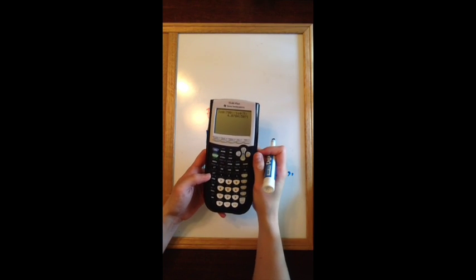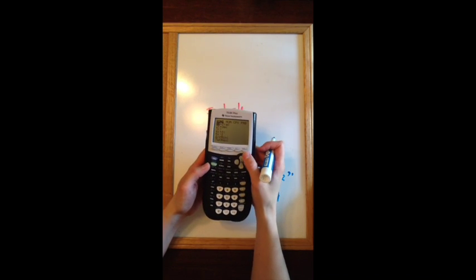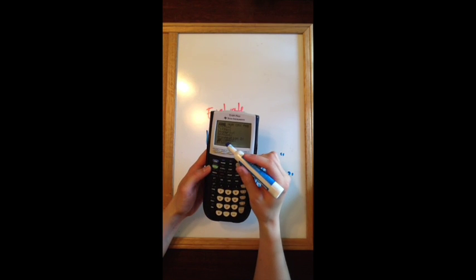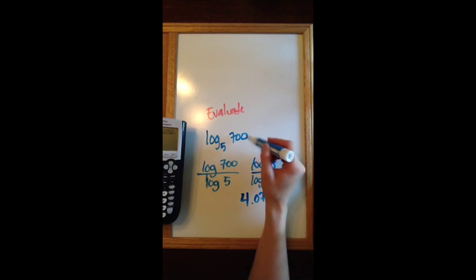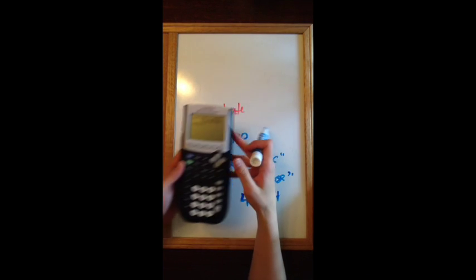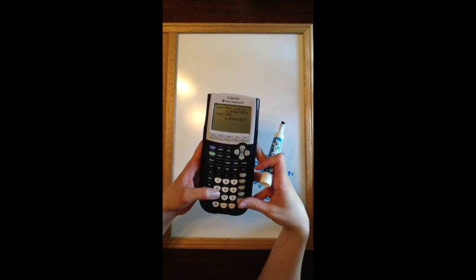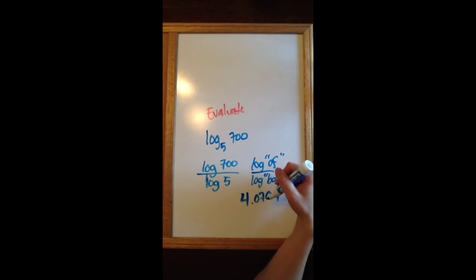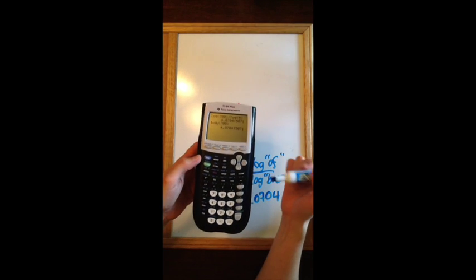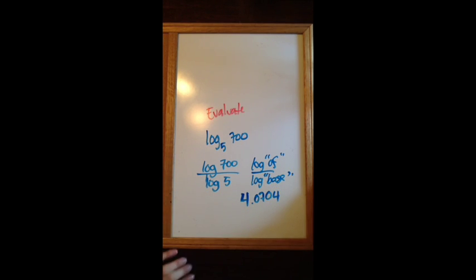Okay. Now, there's a second way if you have the 84s that you can put the logs in. So if I hit math, if you hit up, letter A says log base. So if I hit enter on log base, notice it gives you two boxes so that it looks like this problem right here. So I'm just going to put 5 as the base, and then I'm going to hit over and then hit 700. So I get 4.0704, which is what we got the first way. So you can do it either way in the calculator, both which give you the same answer. Okay? So that's what I'm going to do for the calculator.